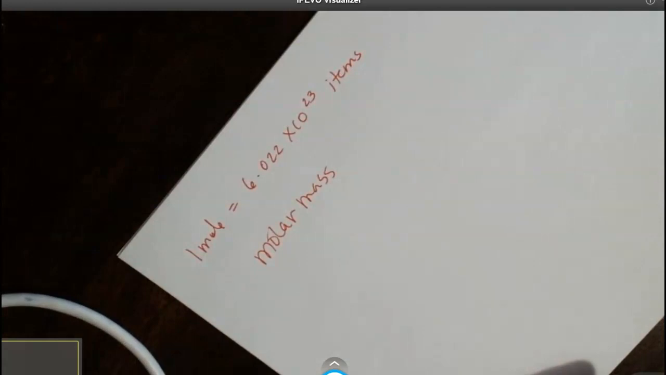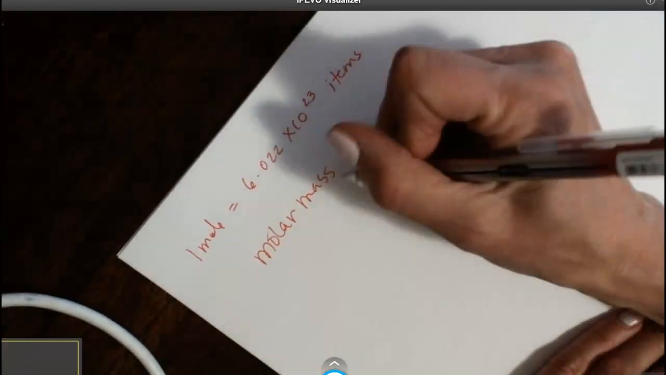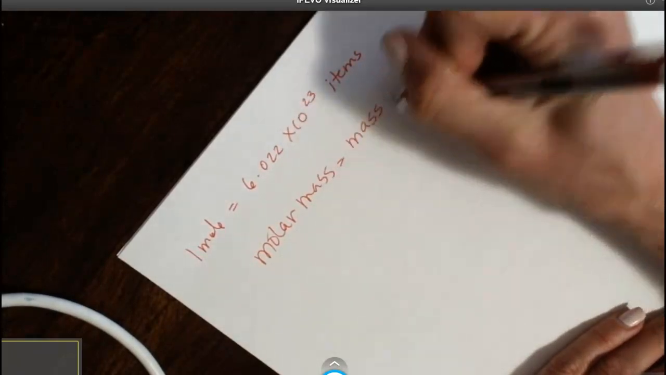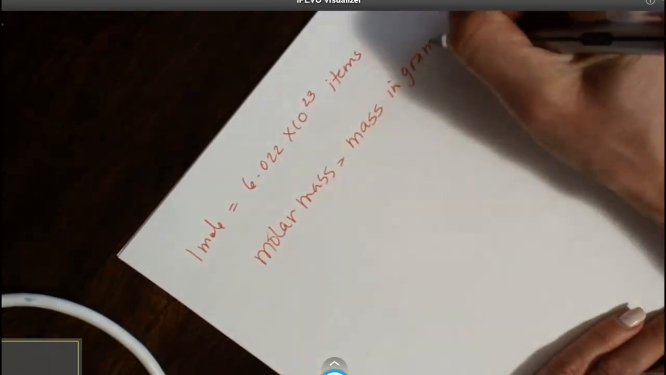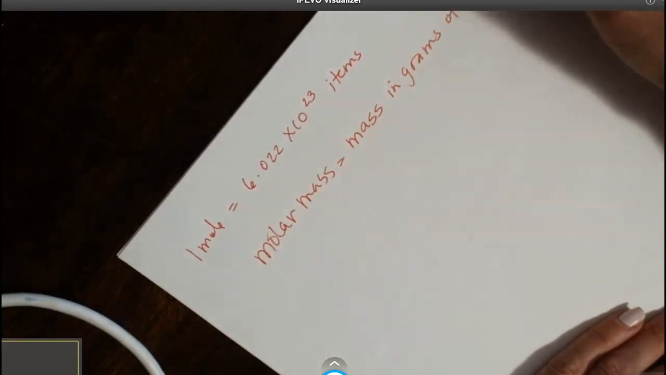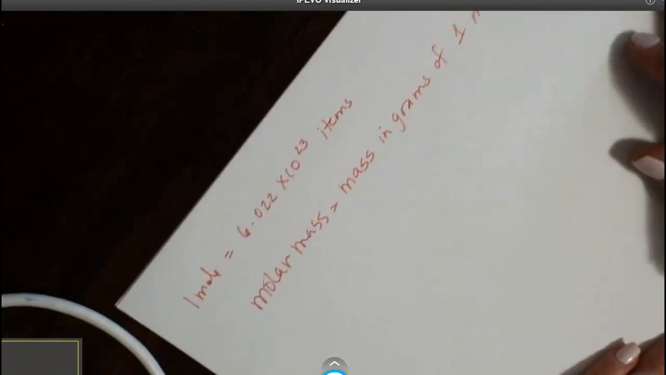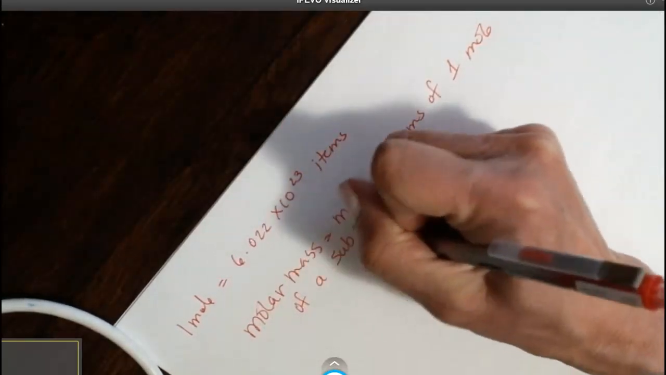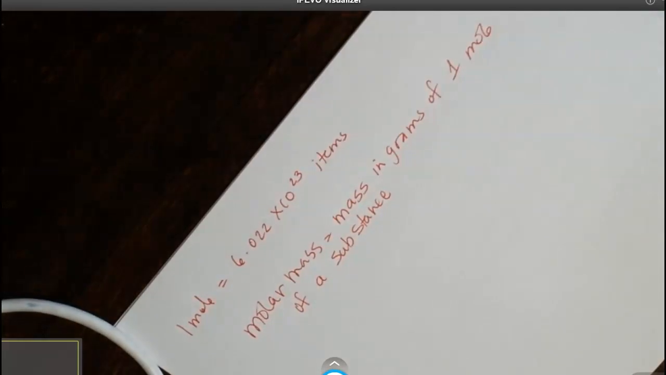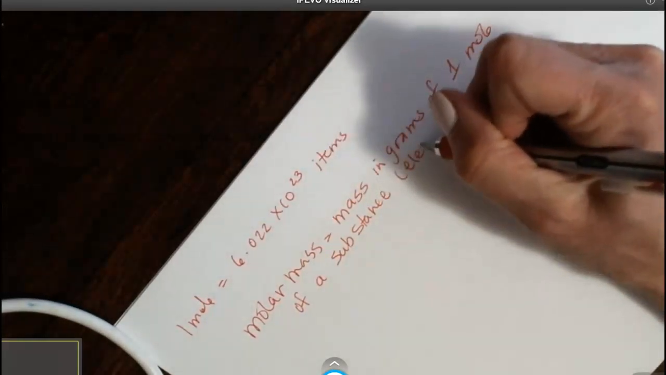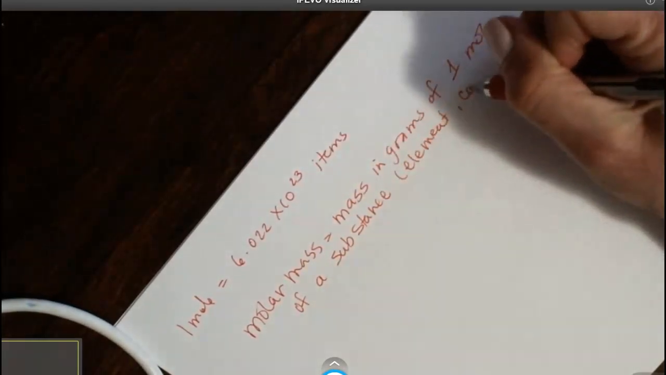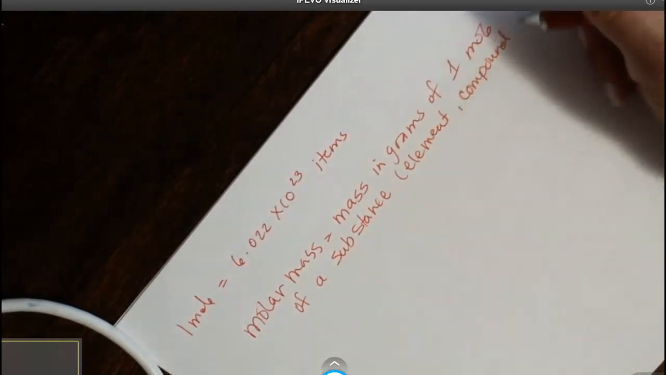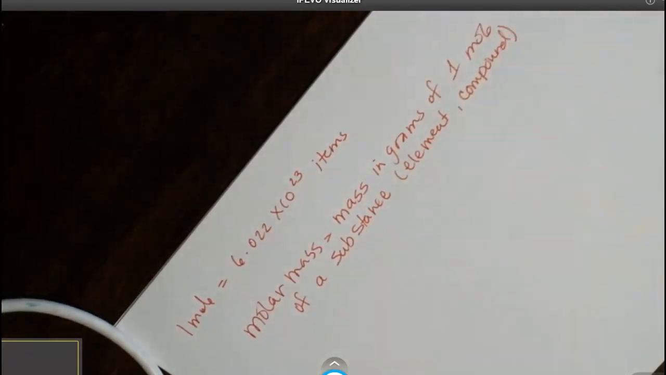Okay. And the PowerPoint notes are on Google Classroom, but molar mass is the mass in grams of 1 mole of a substance. And that substance can be an element, could be a compound. Those are the main substances we're going to be dealing with.